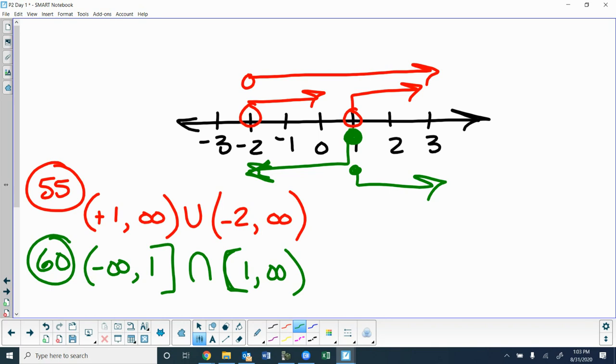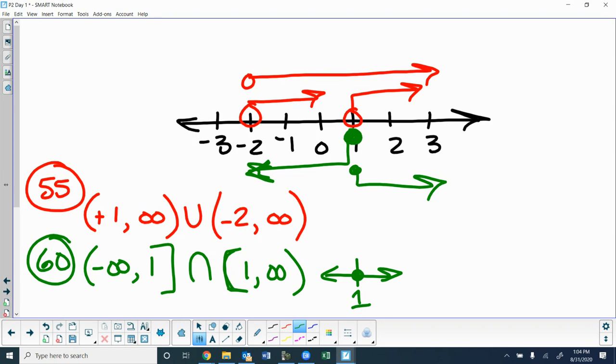What's that mean again? What they have in common, right? Where they overlap. Where do they overlap? Just at the 1, right? So, down here, it would just be a dot at 1 on your number line. Does that make sense?